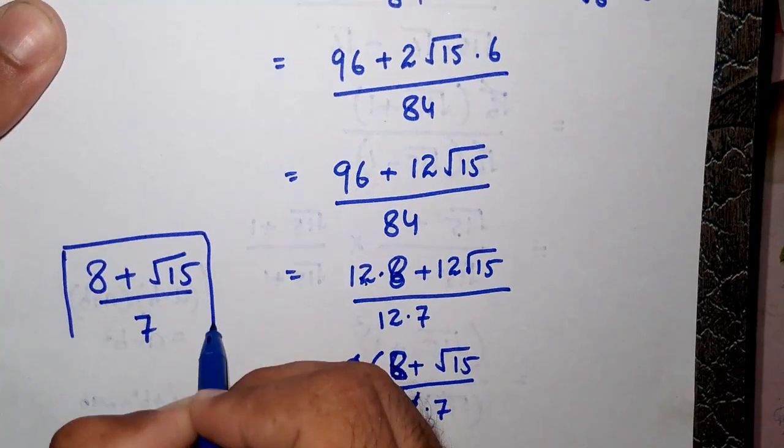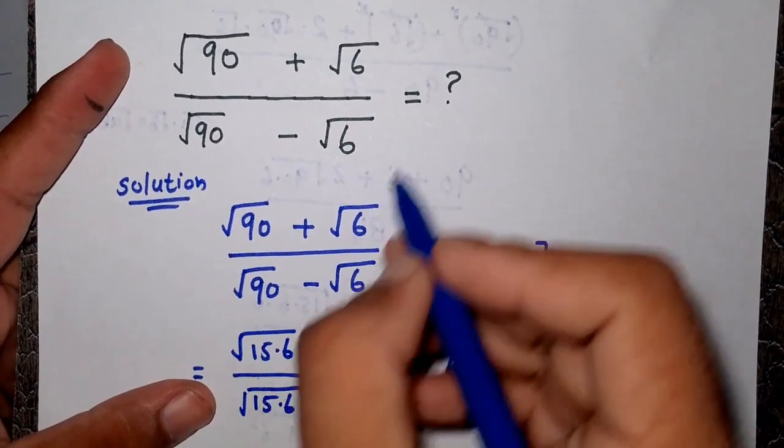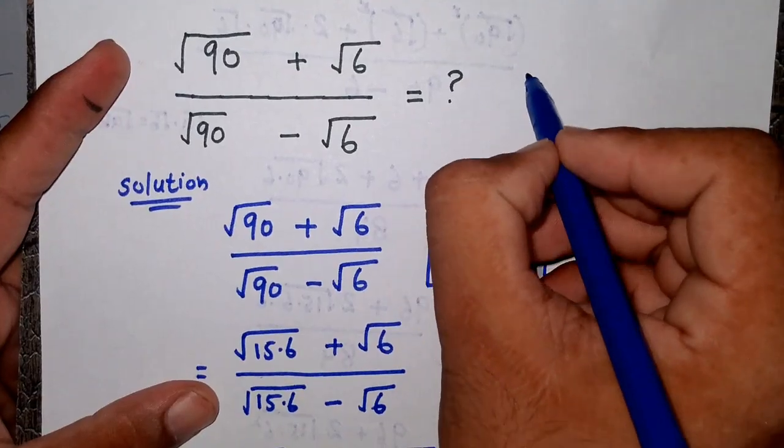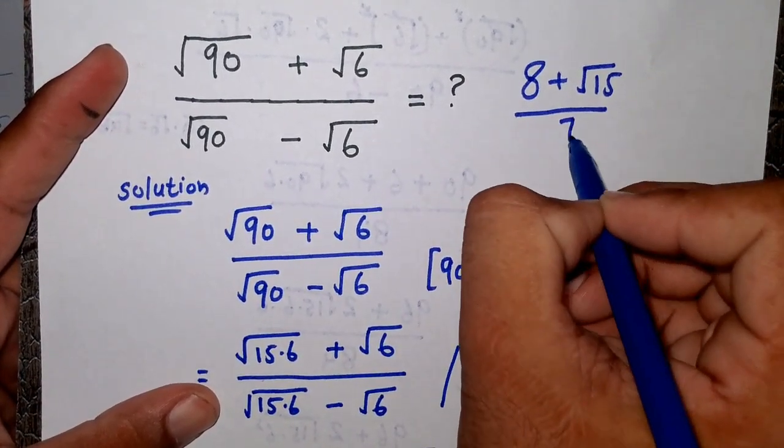So again, this is the simplified form of this question by the second method. So the answer and simplified form of this question is 8 plus square root of 15 over 7.